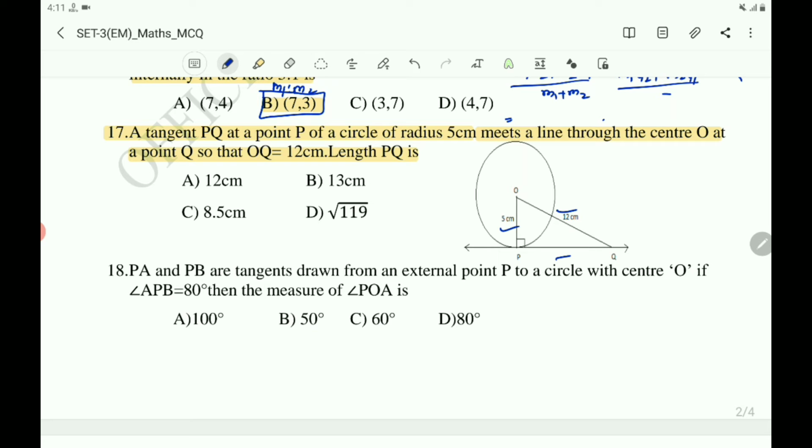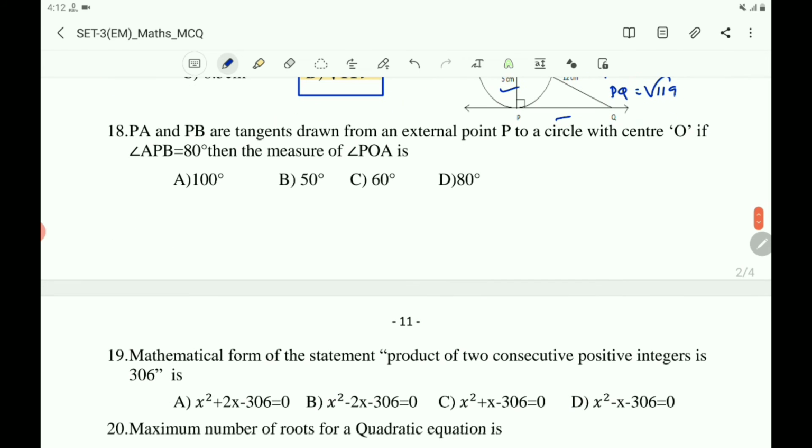Use the Pythagoras theorem. You know that PQ square plus OP square equals OQ square. That is PQ square equals OQ square, that is 12 square minus 5 square. That equals 144 minus 25. Then PQ square equals 119. That is PQ equals square root of 119. Which is the answer here? Option D is the answer. Note it down. Next you take the question number 18.